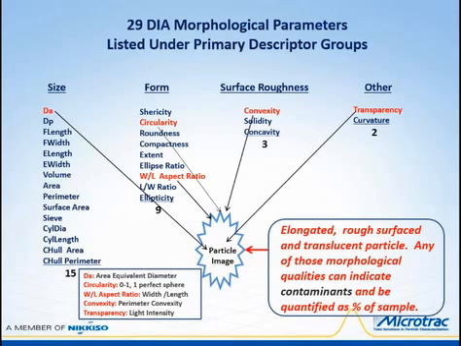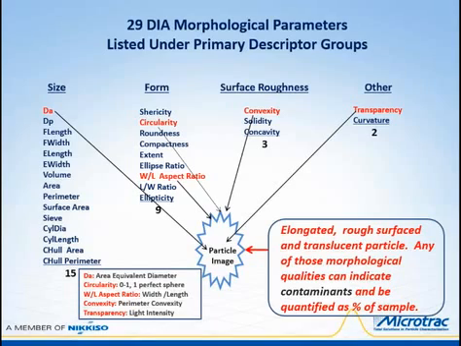Circularity is a form parameter. On a scale of 0 to 1, 1 is a perfect circle. Circularity is affected by both surface roughness and aspect ratio. See the particle image in the center. The width to length aspect ratio, on a scale of 0 to 1, 1 is a perfect sphere. Elliptical forms would be less than 1.